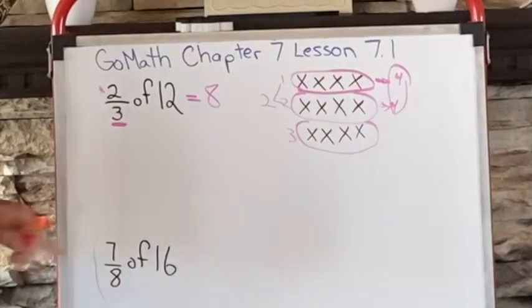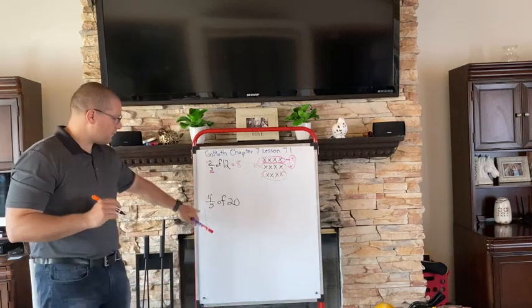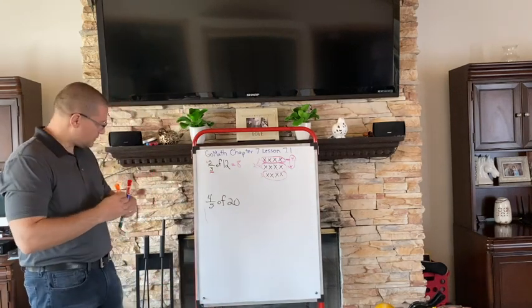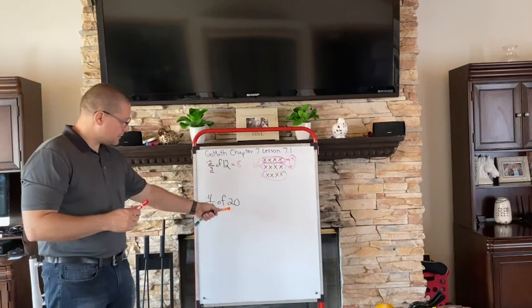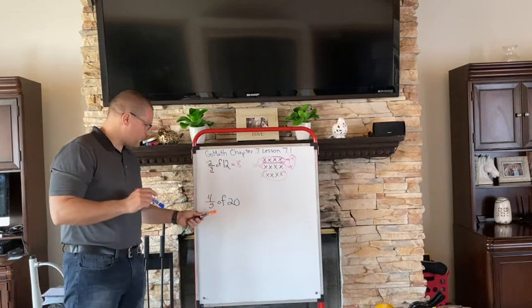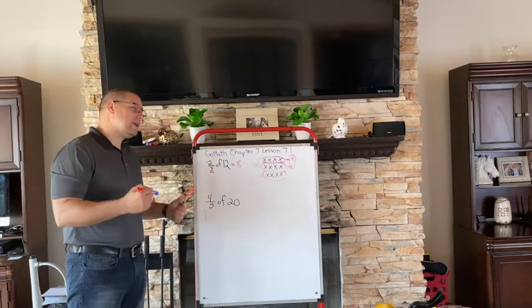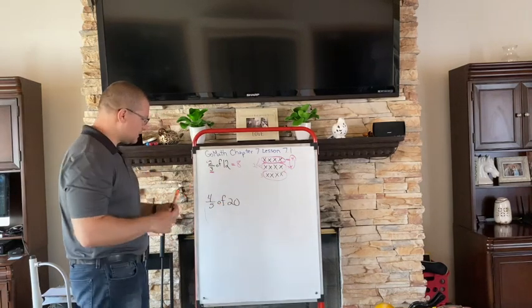All right, ladies and gentlemen, I want to do one more example with you. 4/5 of 20. Now remember what we talked about before. We need to make an array. The array is going to be of 20. And I know that I want to make 5 groups of it. So I can think ahead and figure out 20 divided by 5. That could tell me my groups, but let's just do the groups.